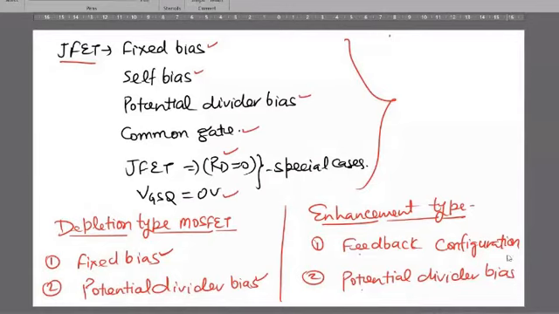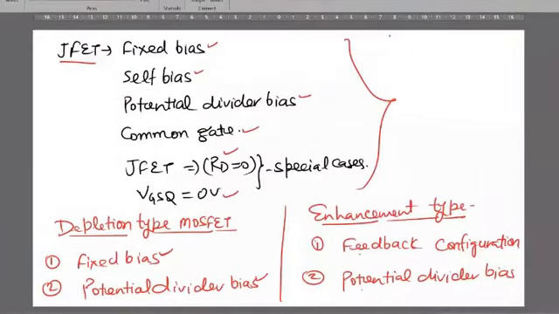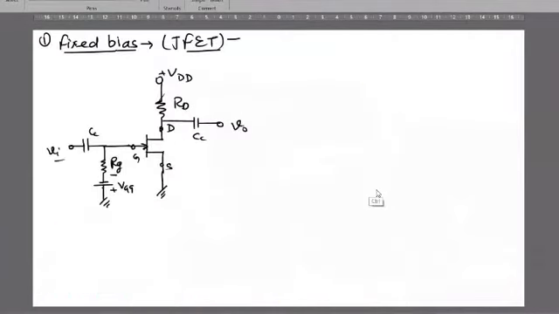Let me check. This is FET. Okay, we'll consider MOSFET as well. We'll consider all kinds of biasing scheme, this depletion as well as enhancement type. So first one, in the case of JFET, this is fixed bias circuit.